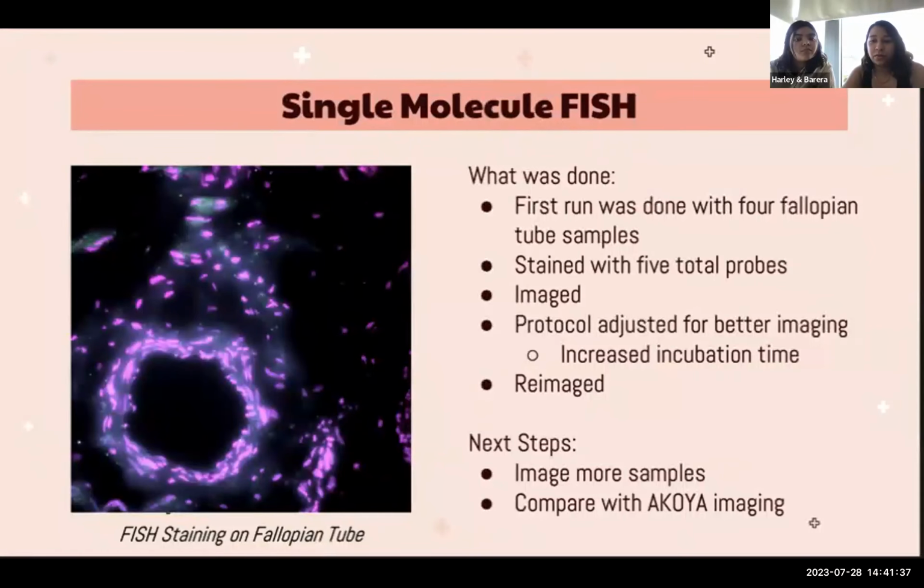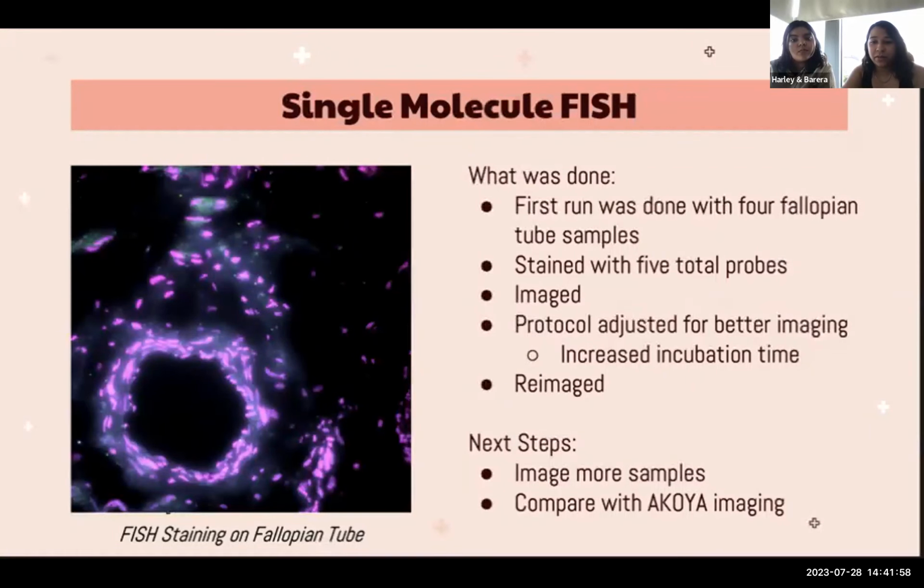We ran the first trial with 4 samples from the fallopian tube, stained with a total of 5 probes, 4 unique and 1 control. We did image those samples, but they did not come out as uniform or brightly as we had anticipated. So we adjusted the protocol with an increased incubation time and re-imaged, and that image you can see on the left, and we got a brighter, more uniform picture.